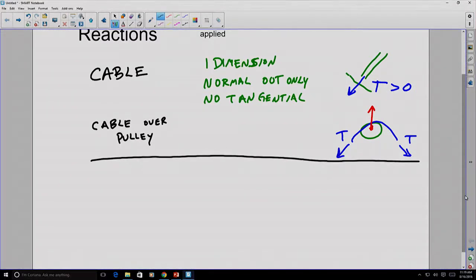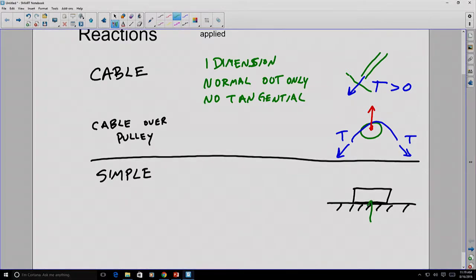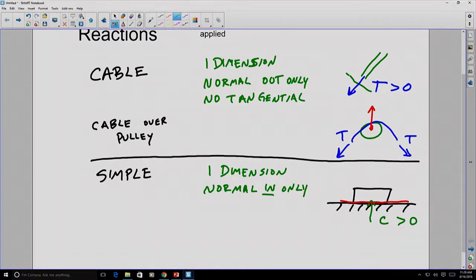Let's consider another one. This is called a simple support. A simple support is as easy as setting a book down on a surface. All the support does is get in the way, and it supplies a normal force pushing back on whatever is sitting upon it. The simple reaction is again in one dimension, but this time it's normal, and in one direction only. In other words, if it's being applied to the body, it's applied into the body. It's pushing on the body. This is what we call a compressive force, C for compressive force, and that also has to be greater than zero, in the direction that's pushing into the body.